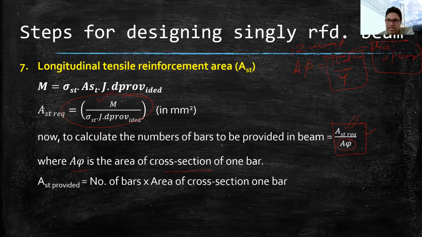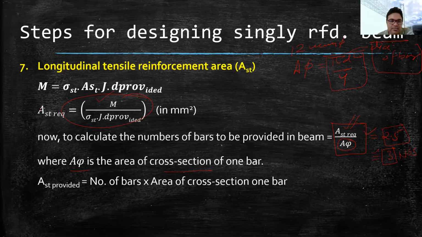So AST, for example, if using this relation, the number of bars comes out as 2.5. In that case, we can't provide 2.5 bars, so we will round off to 3 bars. Generally, we round off to the higher side, which means if the required bars are 2.5, then we provide 3 bars. And if we provide more bars than required, in that case, the area of steel actually provided in the beam will be higher.